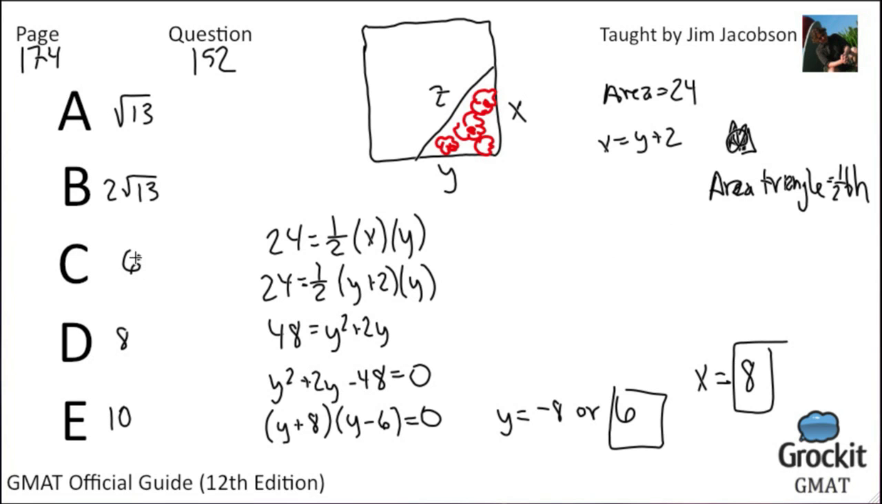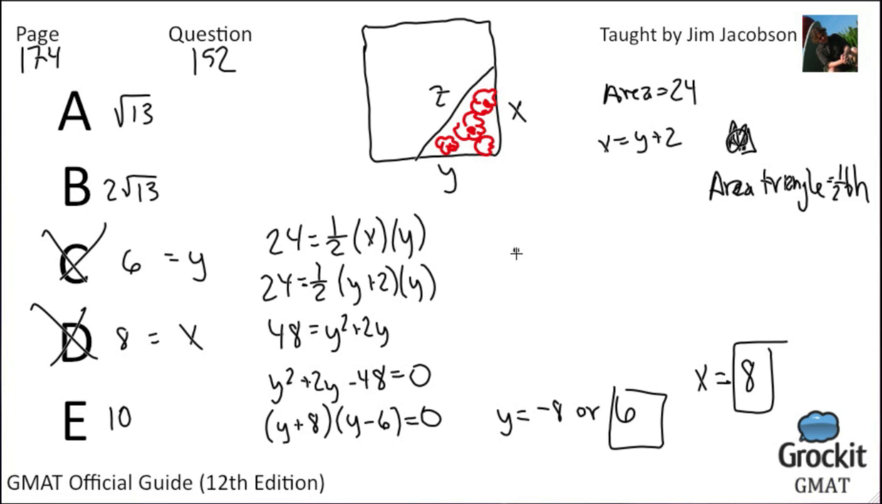Do note, of course, our trap answers here. This is the value of y right here. This is the value of x. So if you weren't following along carefully, you might have chosen those. You stop a little bit early when you realize you've solved for something. It just happens to be what the question isn't asking for.